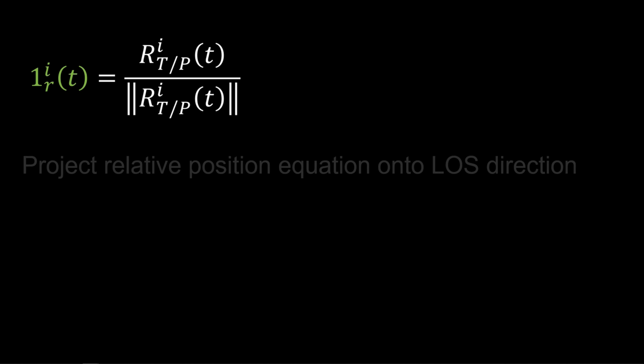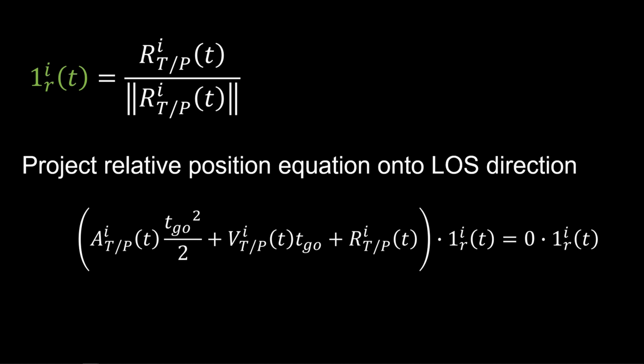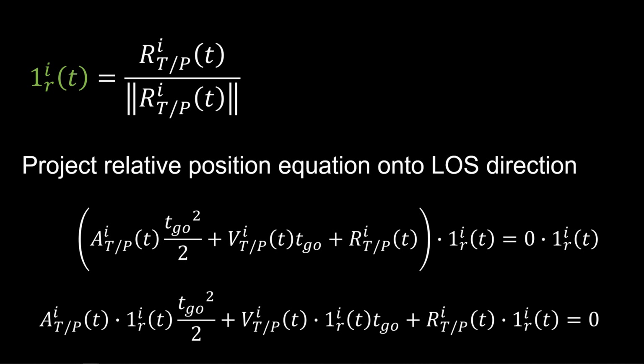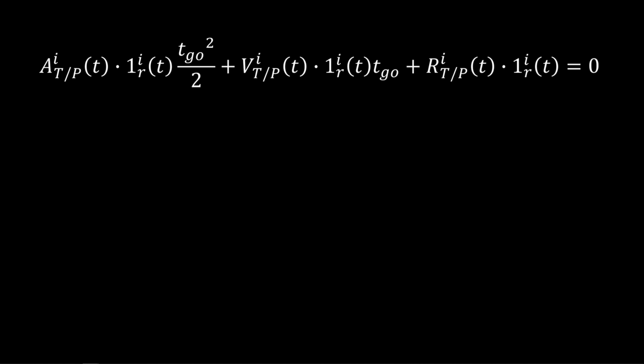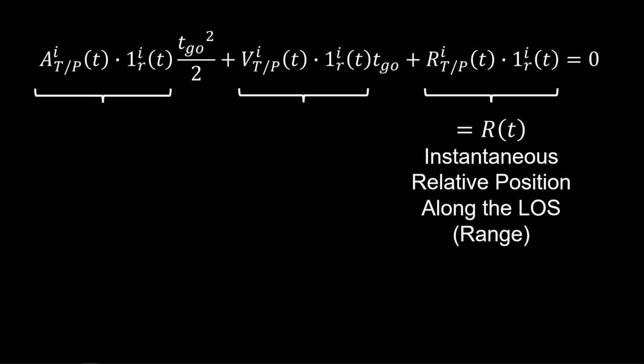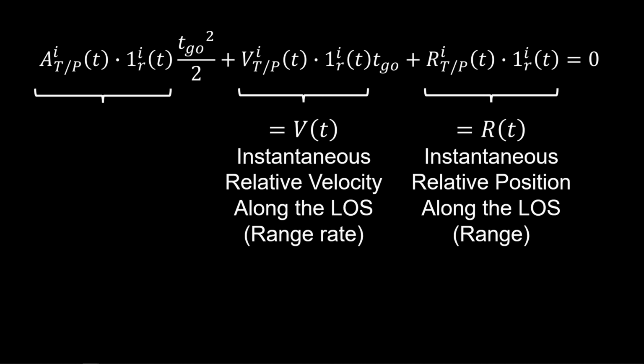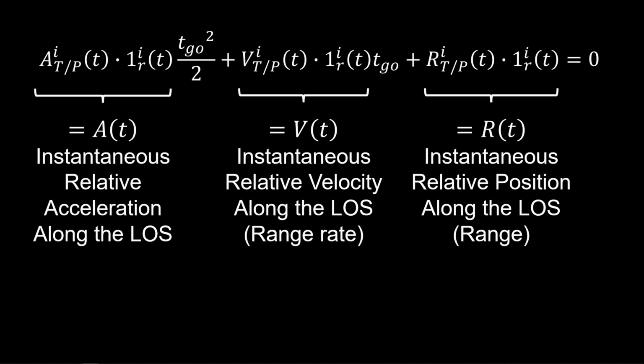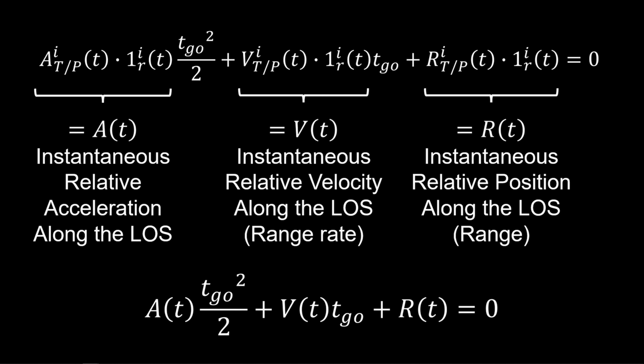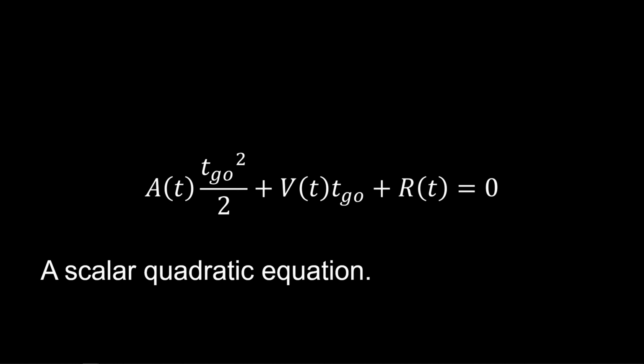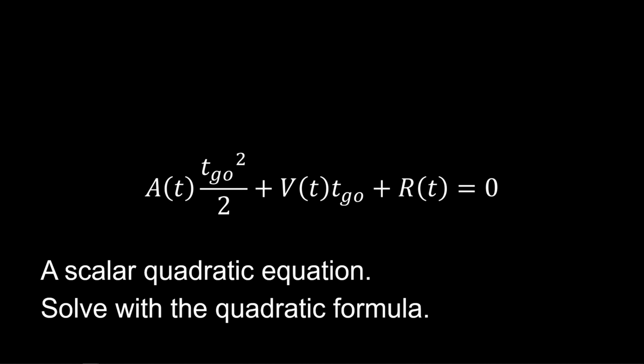Now, taking the dot product of both sides of the relative position equation with 1r, we get a new right-hand side where we have instantaneous range rate, or minus the closing velocity, denoted here as simply v, and instantaneous relative acceleration along the line of sight, denoted a. Thus, our vector equation simplifies to a scalar quadratic equation. We can directly solve for time to go with the quadratic formula.